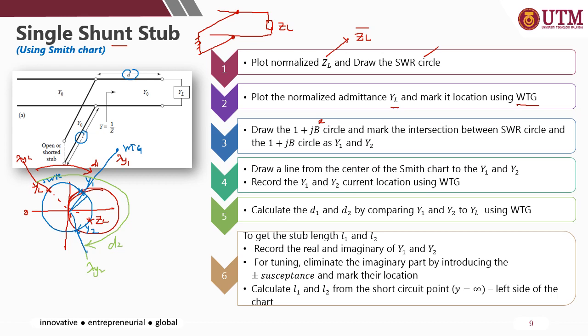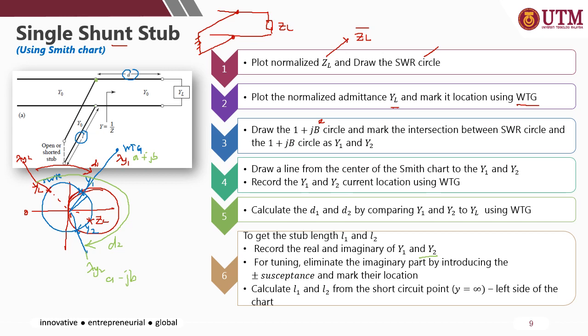Okay, and then to get the stub length L, the stub length from the lines to the end of the stub, you need to record the real and imaginary part of y1 and y2. So here, just now you recorded the current position in wavelength. Now you need to record its position for real and imaginary part. For example, A plus JB, and here A minus JB.